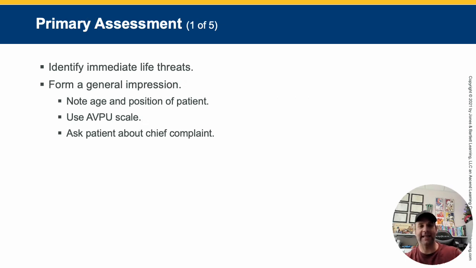Now, with the scene secured, your focus shifts to the primary assessment, which is a rapid check to identify and treat any life-threatening conditions. Begin by forming a general impression of the patient. What's the age? What position are they in? Are they tracking me with their eyes? Does the patient appear to be in severe respiratory distress, tripoding, gasping? Are they unable to speak?